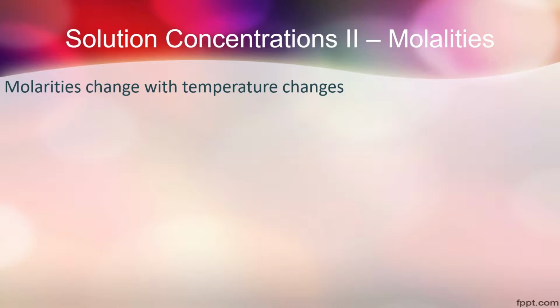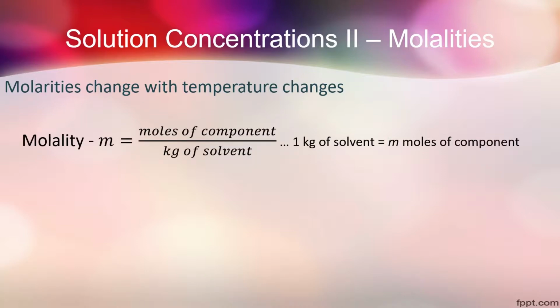The concentration measurement we use if we want something more constant with temperature changes is the concentration unit called a molality. This molality unit symbol is a small letter m. The measurement of molality takes the total moles of a component in the solution divided by the mass in kilograms of just the solvent. Note, this is a mass of the solvent, not the mass of the solution. So for every kilogram of the solvent, the molality is the number of moles of the component we will have.